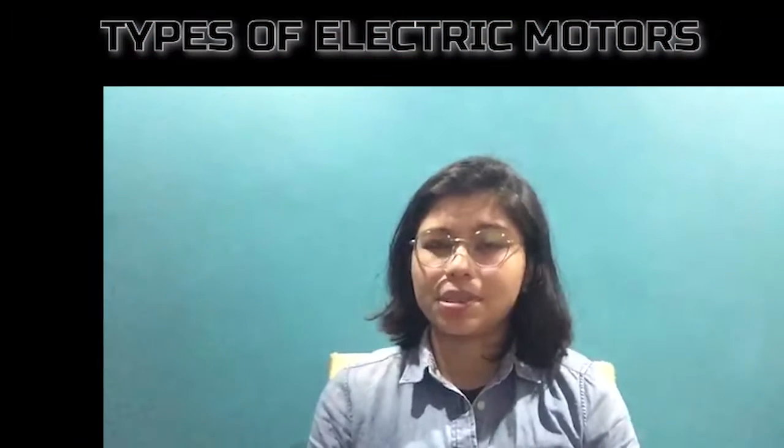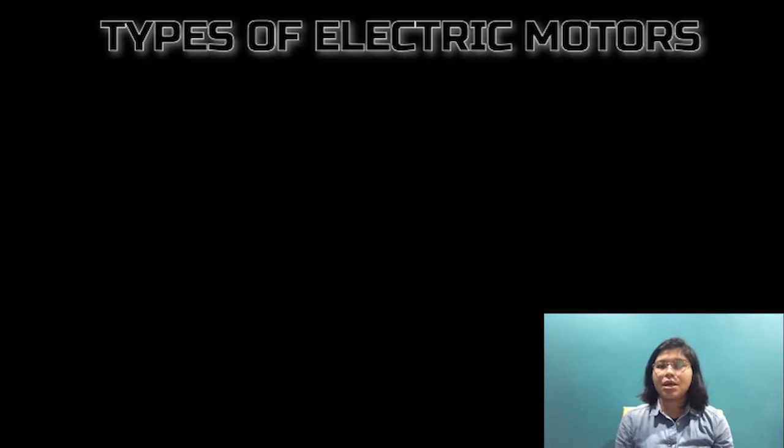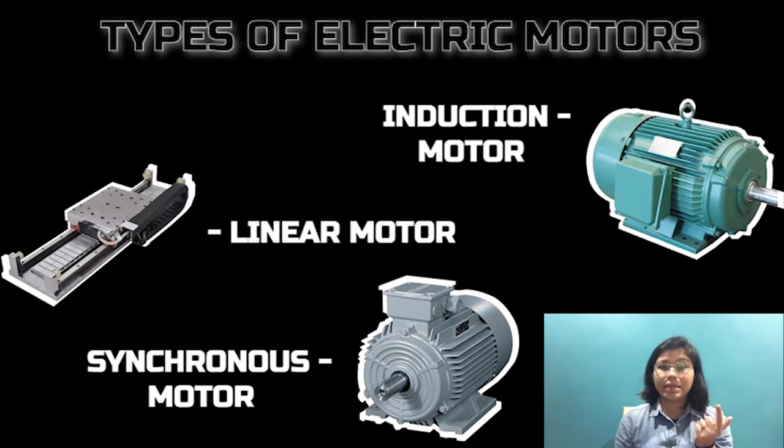AC stands for alternating current, whereas DC stands for direct current. Here are a few examples of AC motors: induction motors, linear motors, and synchronous motors. AC motors can also include variable frequency drives to control the torque and speed, while DC motors are available in self-excited and separately excited type models.